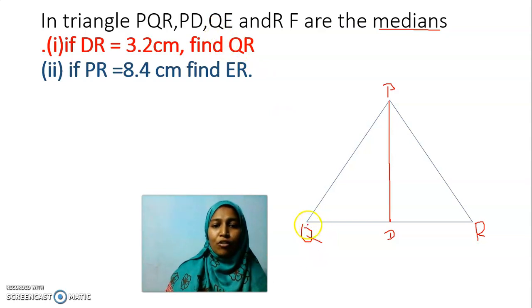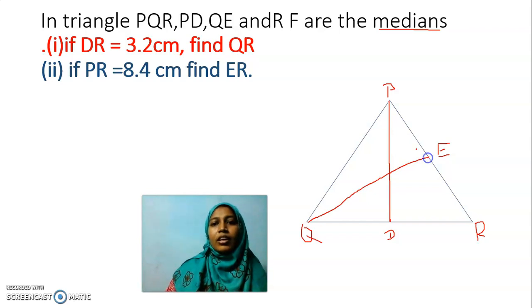Now from Q, I have to draw another median. Where should it join? It should join the midpoint of the opposite line segment PR. Here you will have a midpoint. If you use scale and pencil, you will not go in for rough diagrams. You can do good diagrams. Here it will be E, QE. So I have to join this Q and E. Then I have RF. From R, I have to draw one more line segment joining R and F. So it will be like this.